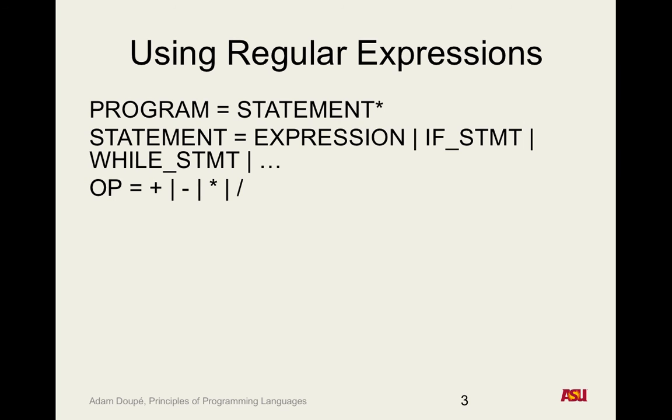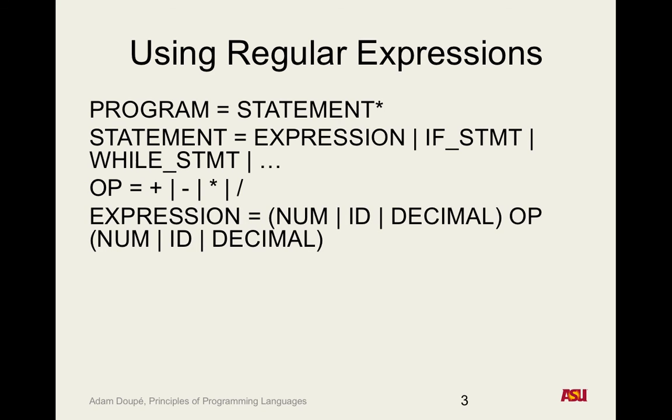Now I need to define an expression. We'll just consider the numerical operators. So we're going to say numbers, IDs, decimals, some operator, then numbers, IDs, decimals. So an expression is either a number, an ID, or a decimal, followed by some operator, followed by a number, ID, or decimal. Does this make sense? We've already defined decimal, num, and ID. So is 5 plus 10 matched by our regular expression program?